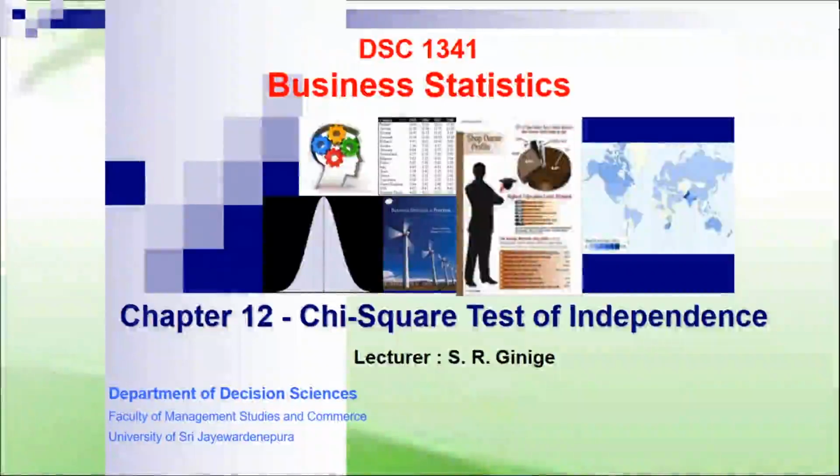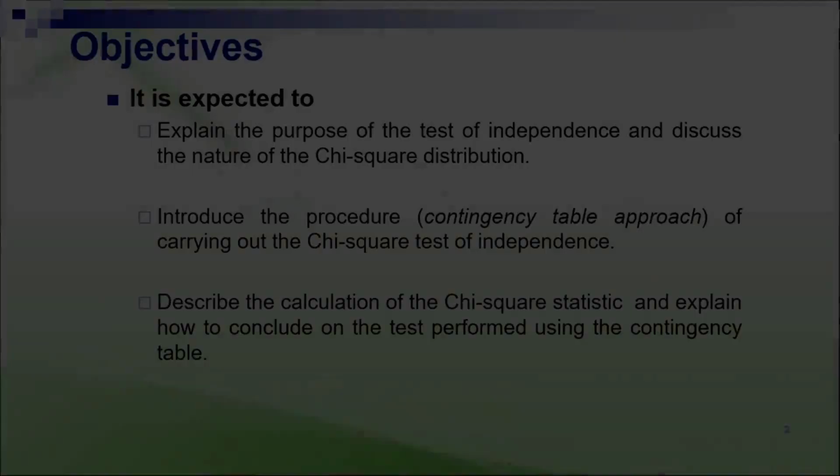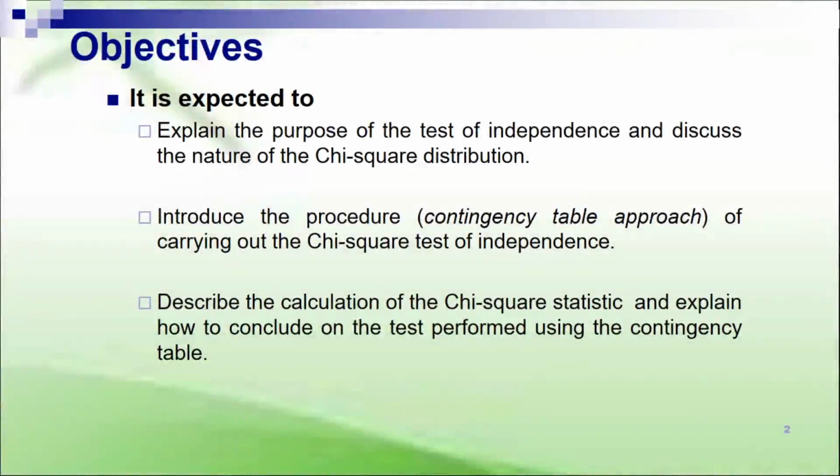Welcome to chapter 12, chi-square test of independence. Objectives of this lesson: explain the purpose of the test of independence and discuss the nature of the chi-square distribution.